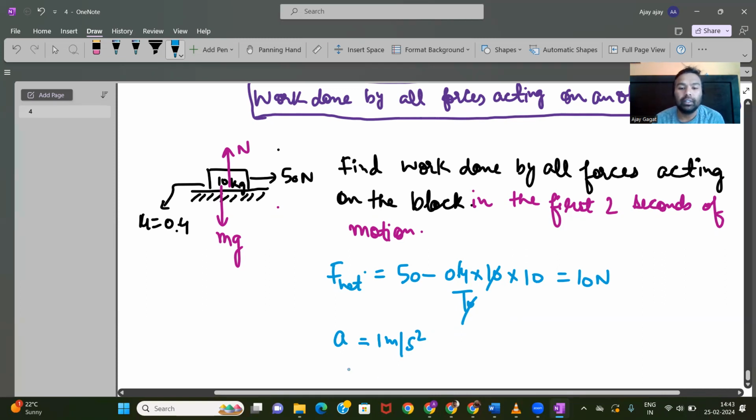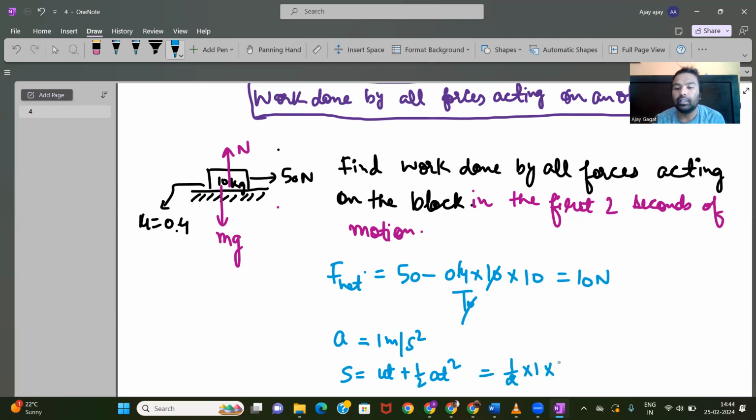Initially, the body was at rest. I can calculate its displacement in the 2 seconds. I can safely write S is equal to ut plus half at square. That gives me u, the initial velocity, as 0, half a is 1/2, t is 2 seconds. That makes it 4 times a half, so the displacement in 2 seconds is coming out to be 2 meters. We can also calculate its velocity in the 2 seconds. I can write v is equal to u plus at. So after 2 seconds, the velocity of the body is going to be simply 1 into 2, that is 2 meters per second.